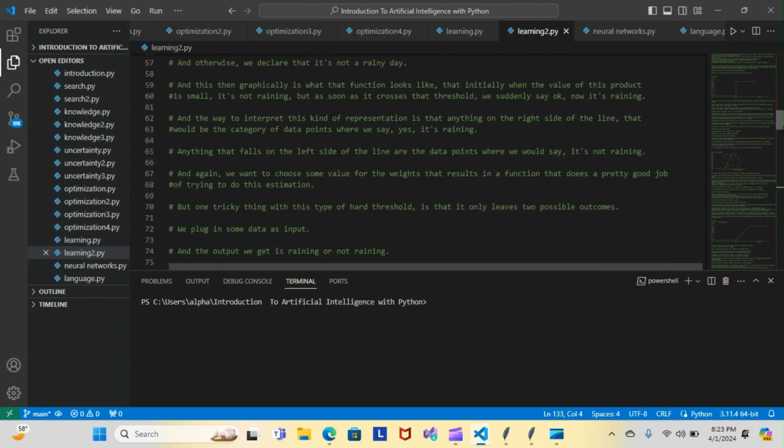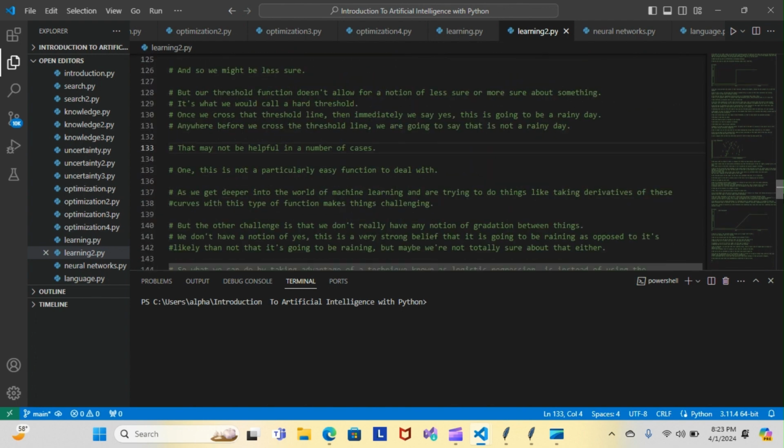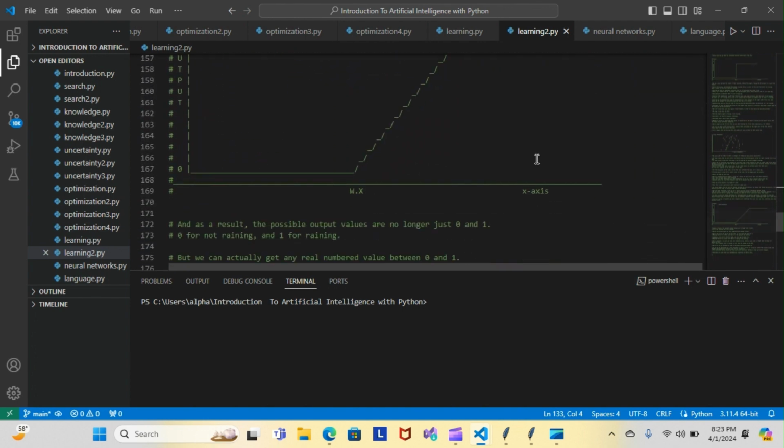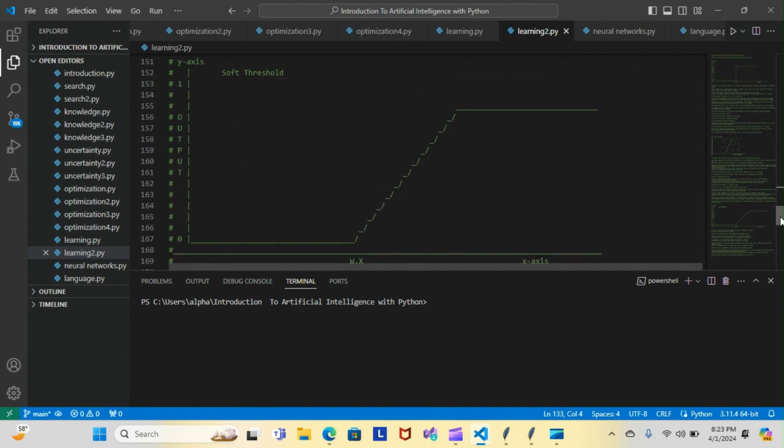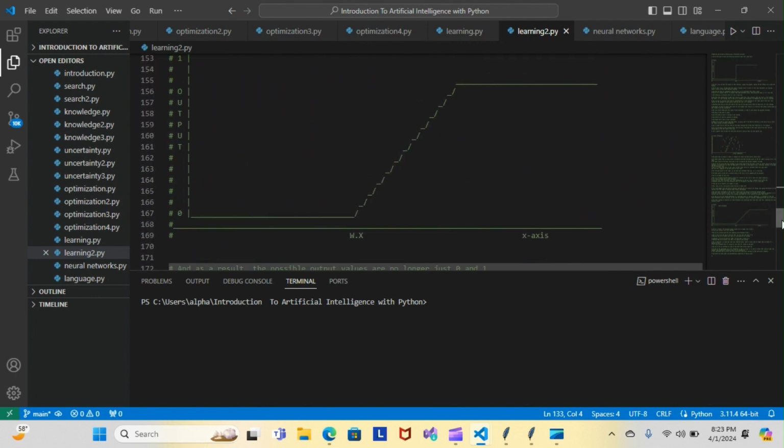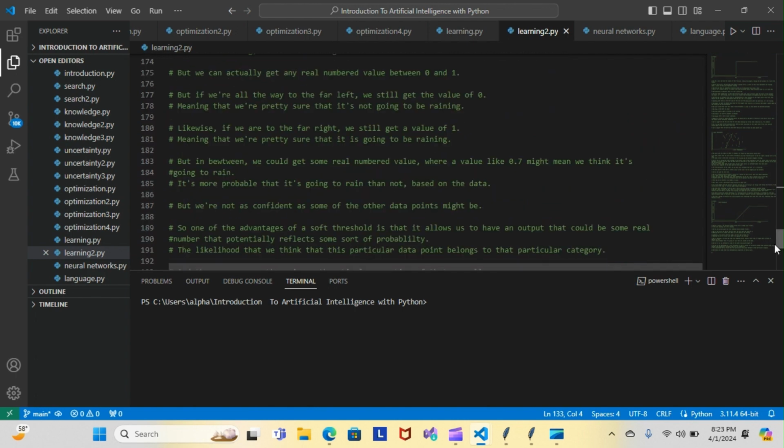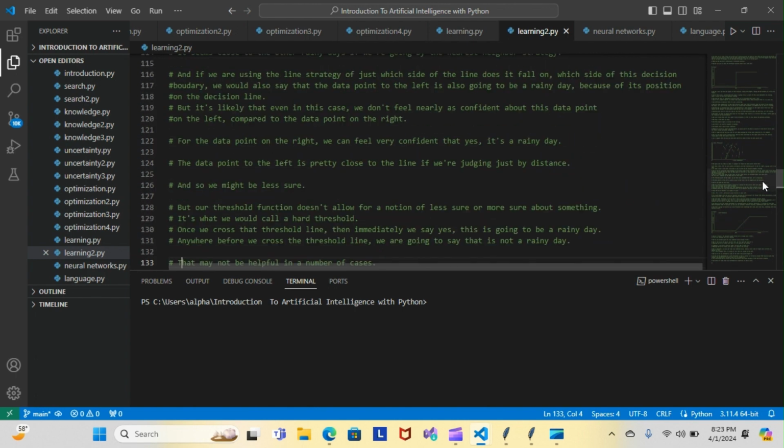So if we go back down to our soft threshold, we can see at least we do have some kind of gradation where it gradually changes over time. It doesn't just immediately change from a not rainy day to a rainy day. And that's basically what we went over tonight. I'm not going to go deeper into everything that we did, but yeah, that was the basics of tonight.